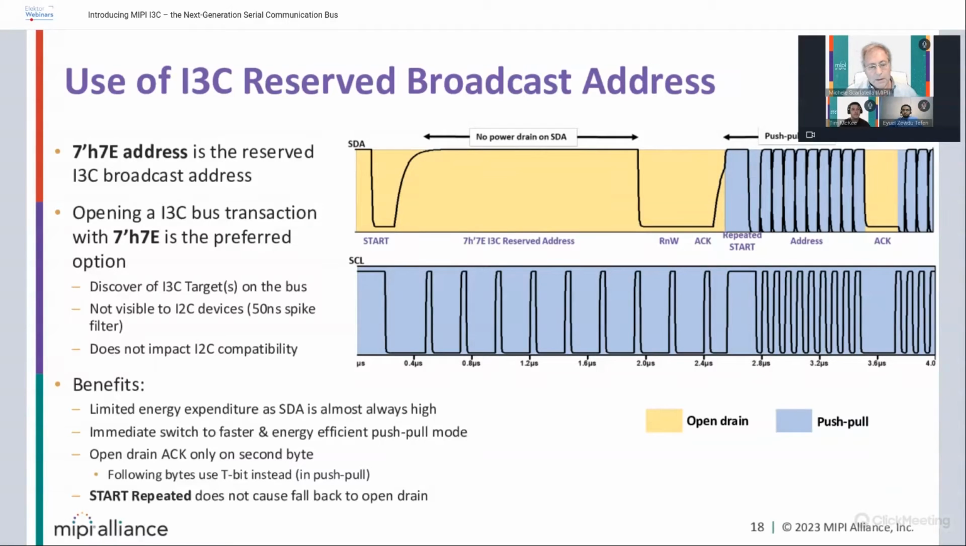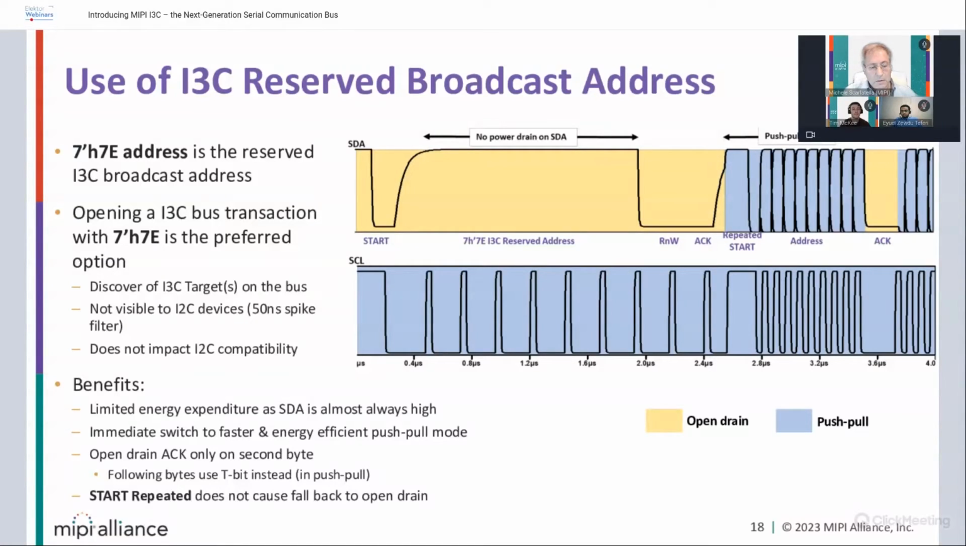So here is the typical start of a transaction. On the top, you have the SDA line. On the bottom, the clock line. Usually the transaction starts from the controller issuing a reserved address at 7E. This is a reserved broadcast address of I3C. It's actually an address that is forbidden in I2C, so there is no collision there. And the transaction starts off in open drain.